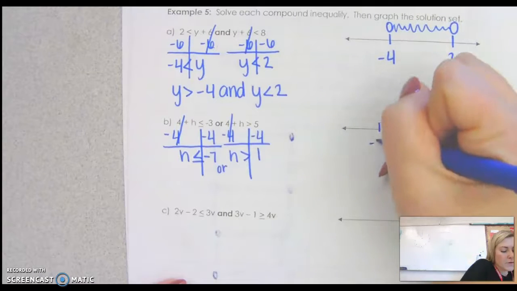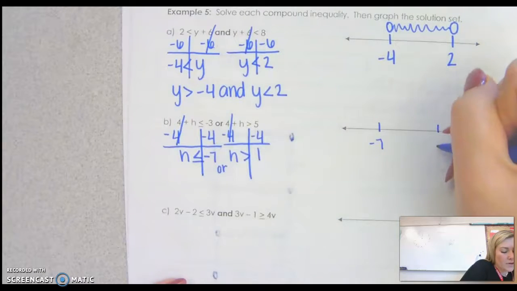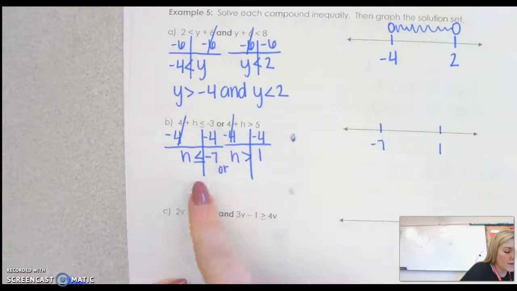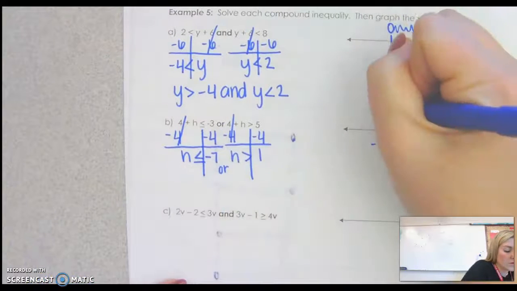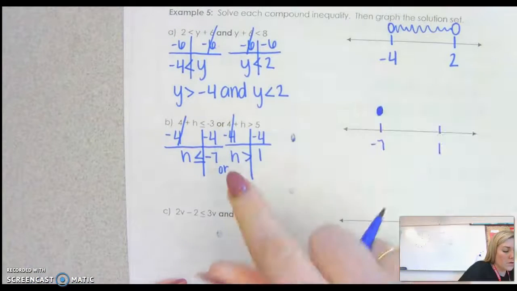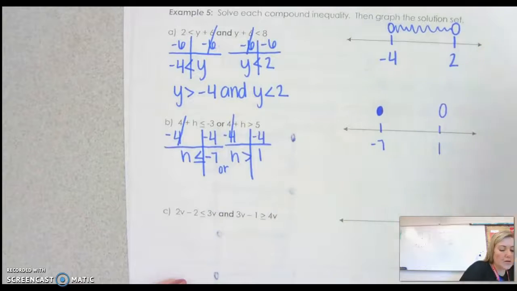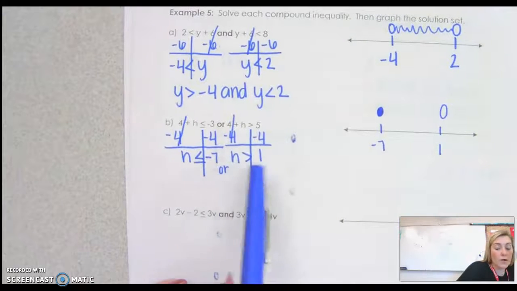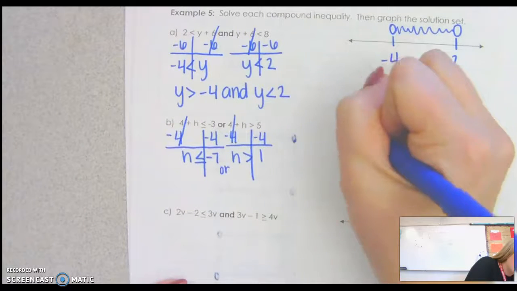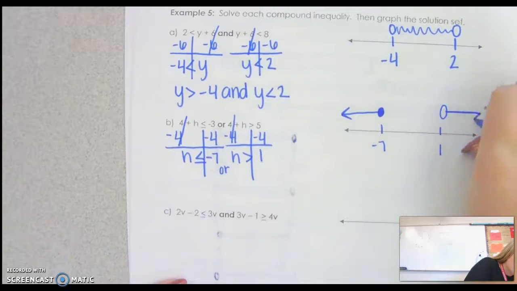So on the left I put -7. On the right I put 1. -7 has a closed circle. 1 has an open circle. And it's or, so I shade on the outsides.